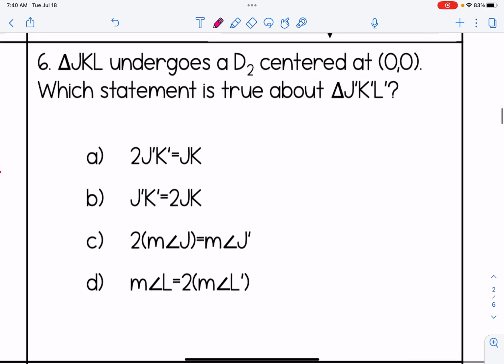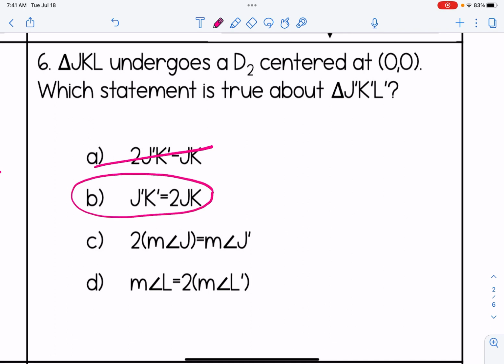Number 6, triangle JKL undergoes a dilation of 2 centered at the origin. Which statement is true about triangle J prime, K prime, L prime? All right, well, remember we were just talking about that the side lengths are multiplied by the scale factor. So if I take a look at choices A and B, they look very similar to one another except the 2 has been moved. So choice A is saying multiply the image, the after, by 2 to get the pre-image. That would be incorrect. Choice B is saying multiply the pre-image by 2. That is going to be our correct answer here.